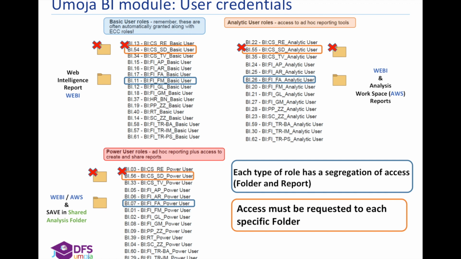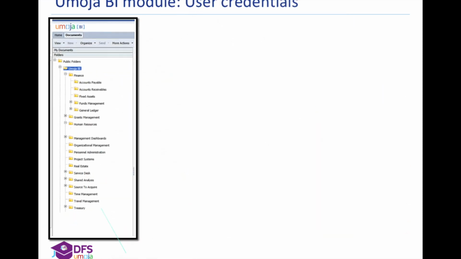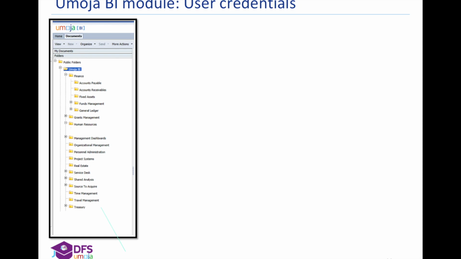So I believe this could be quite clear, but before we finalize this presentation, we may review what we have just learned with another screen and another type of animation. So what we're saying here, for example, having the BI 15, BI 24, and BI 05 analytical, basic, and power user roles would allow this person to access the accounts payable folder and view all the reports, meaning the Web Intelligence reports and the analysis workspaces reports, and also be able to share a report in the shared analysis folder, which we see right here at the bottom.